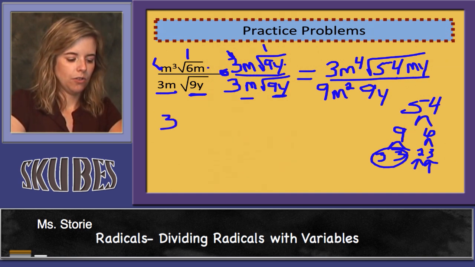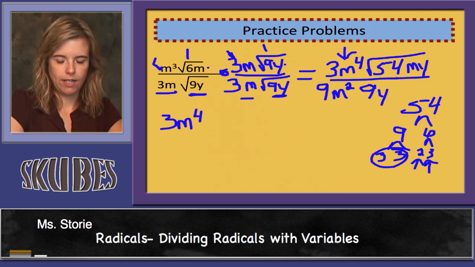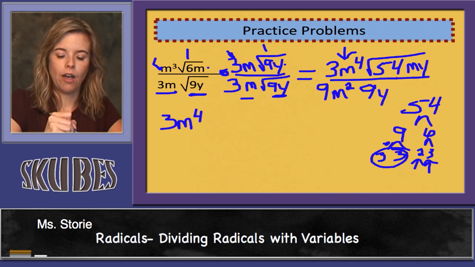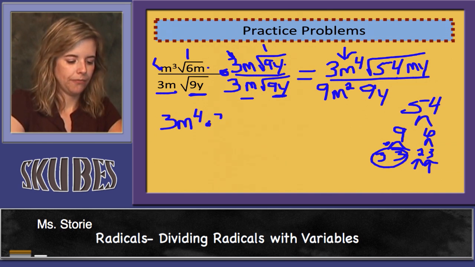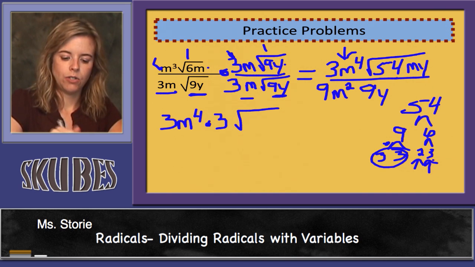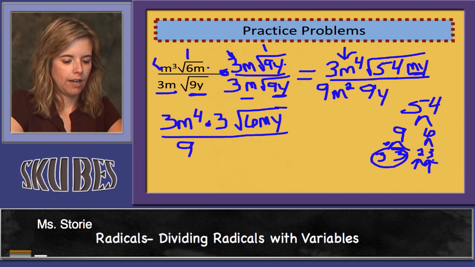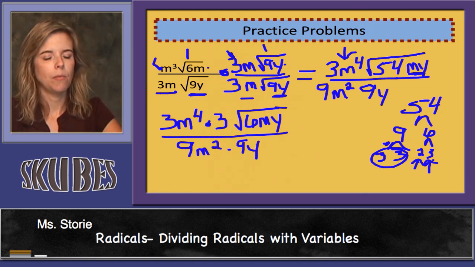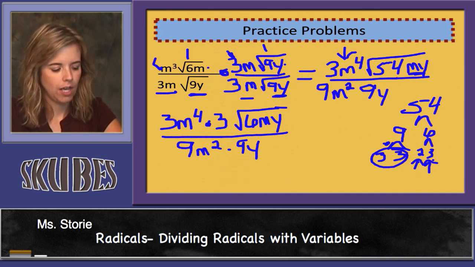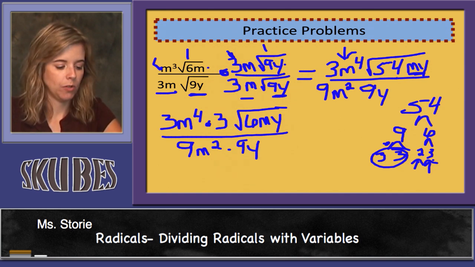So you're going to take the original 3m to the 4th, this guy right here, he was already there, so he stays up there. You're going to multiply him by our new 3. And then underneath the radical sign is going to be that lonely 2 times 3, which is 6, and that my, because there were no pairs of them to take out, so they stay. Now on the bottom we still have 9m squared times 9y. Before we multiply everything out and then reduce, we can just reduce now before we multiply.